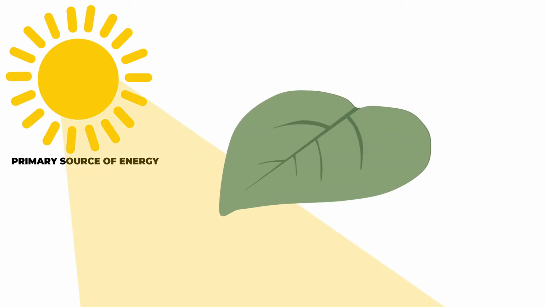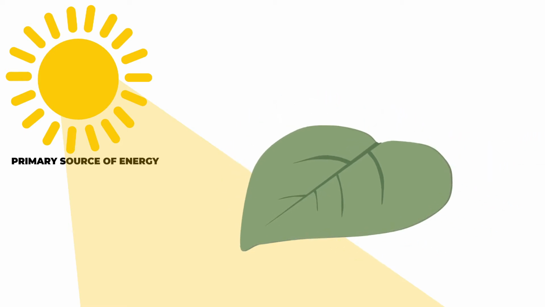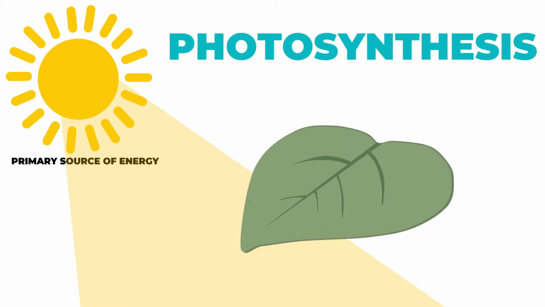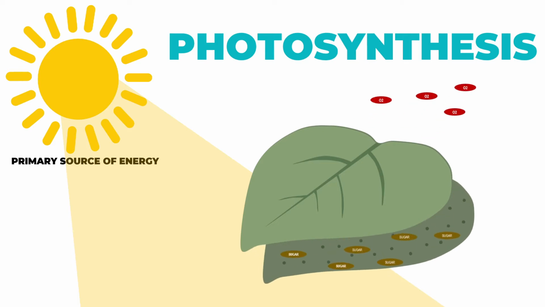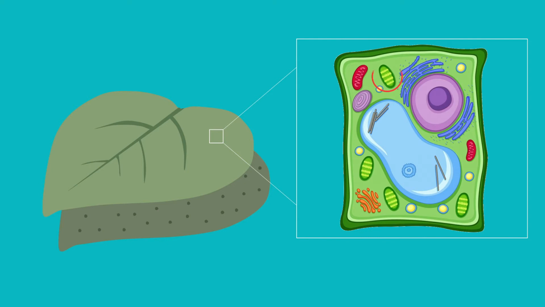The sun is our primary source of energy. The green leaves of plants can use the energy of the sun to manufacture food. This food-making process is called photosynthesis, which means to put together by light. The leaves of the plant have the cells that carry out photosynthesis. If we zoom in on its cell, we can see its chloroplast, where the reactions of photosynthesis occur.